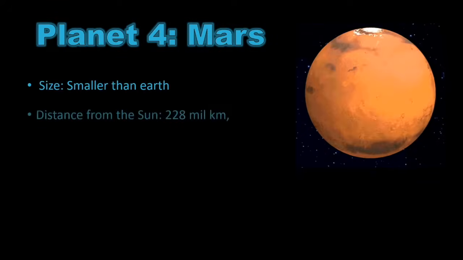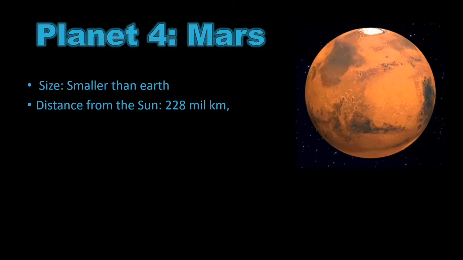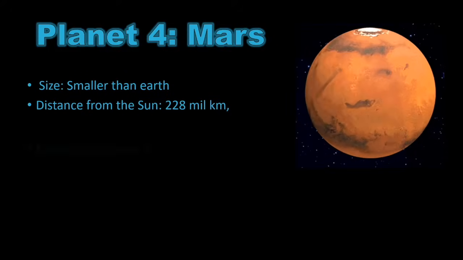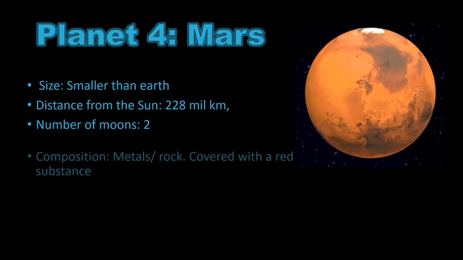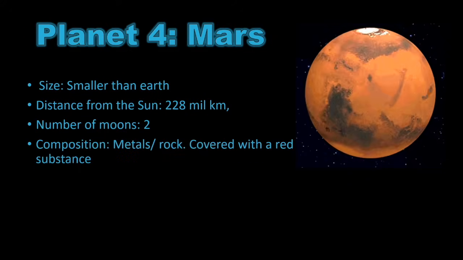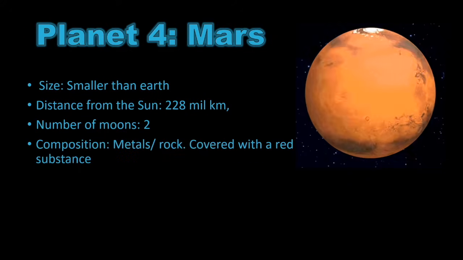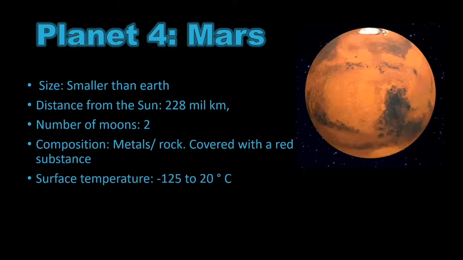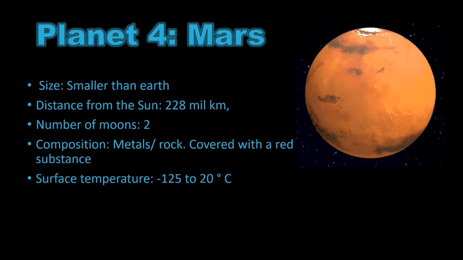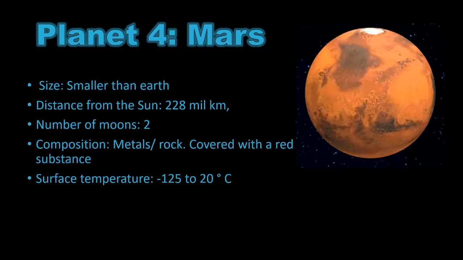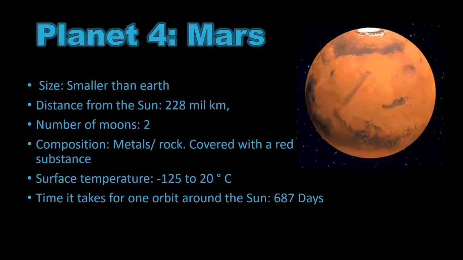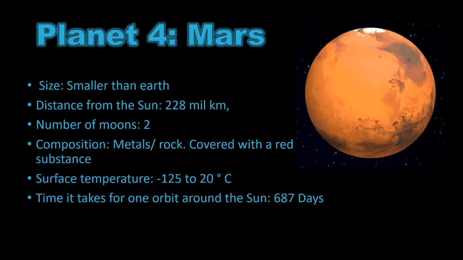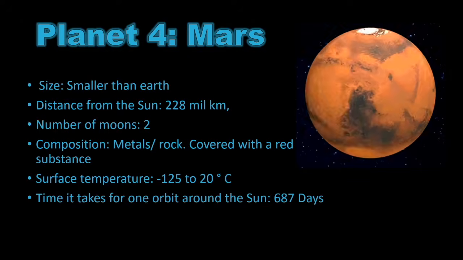Mars is our fourth planet, also known as the red planet. It's smaller than Earth, and it's about 228 million kilometers from the Sun. It has two moons, also made out of metals and rocks, very similar to Earth, but it's covered with a red substance. The temperatures can vary from minus 125 to 20 degrees Celsius. Then it takes about 687 days to orbit the Sun.